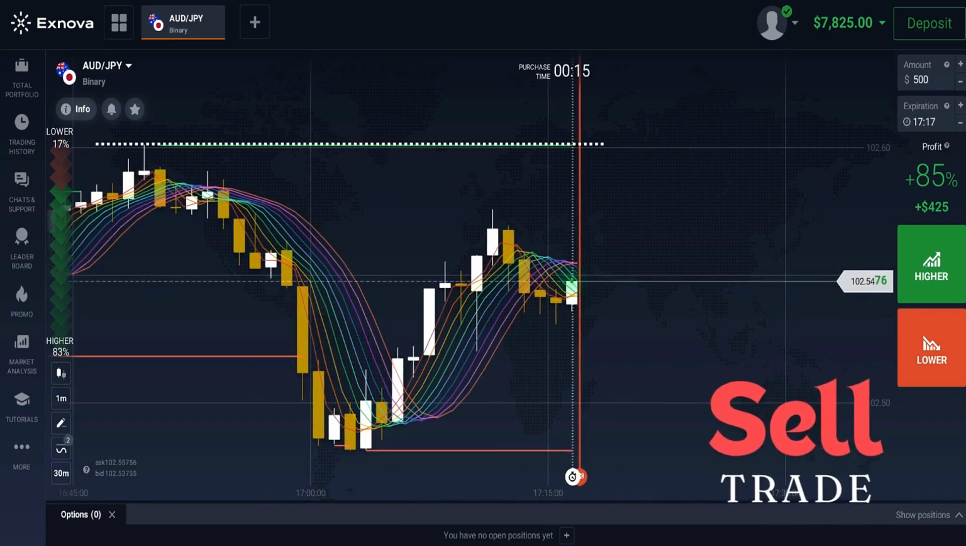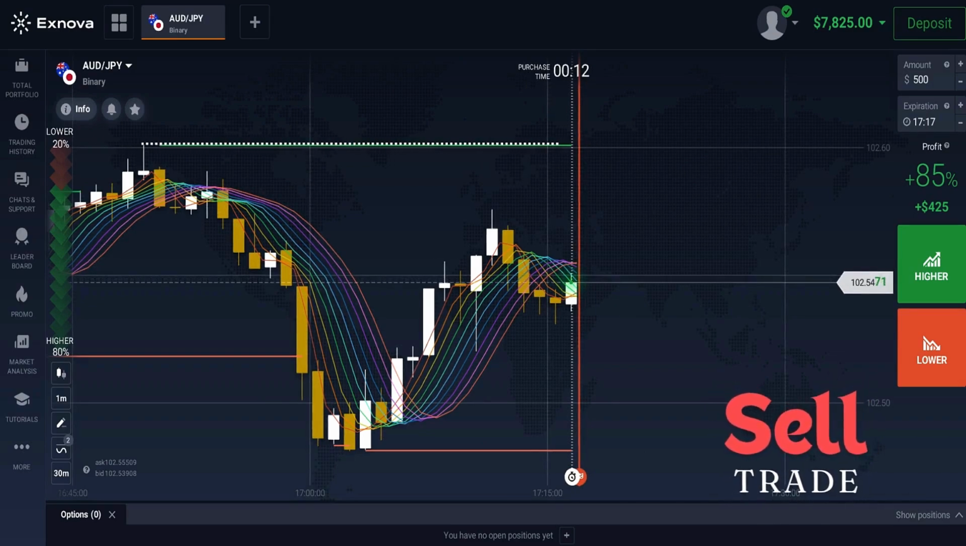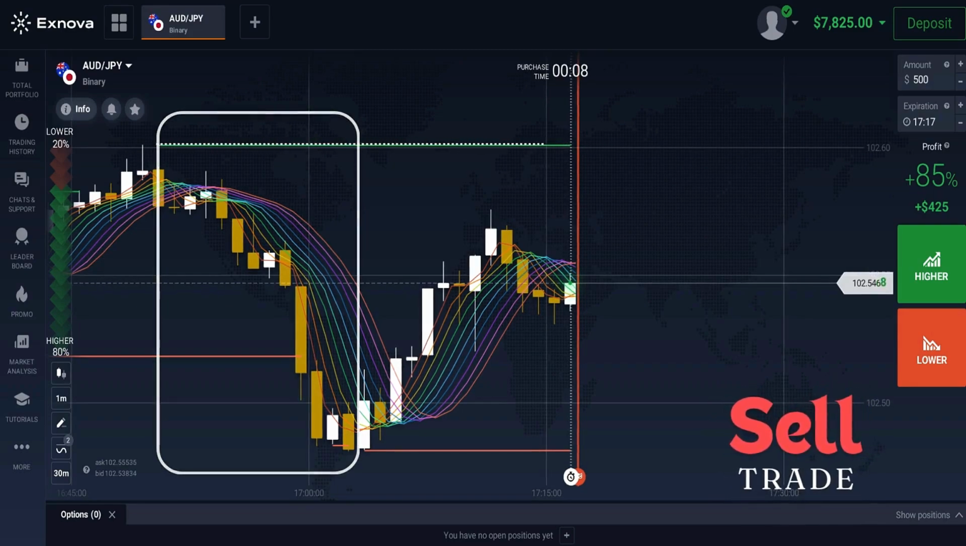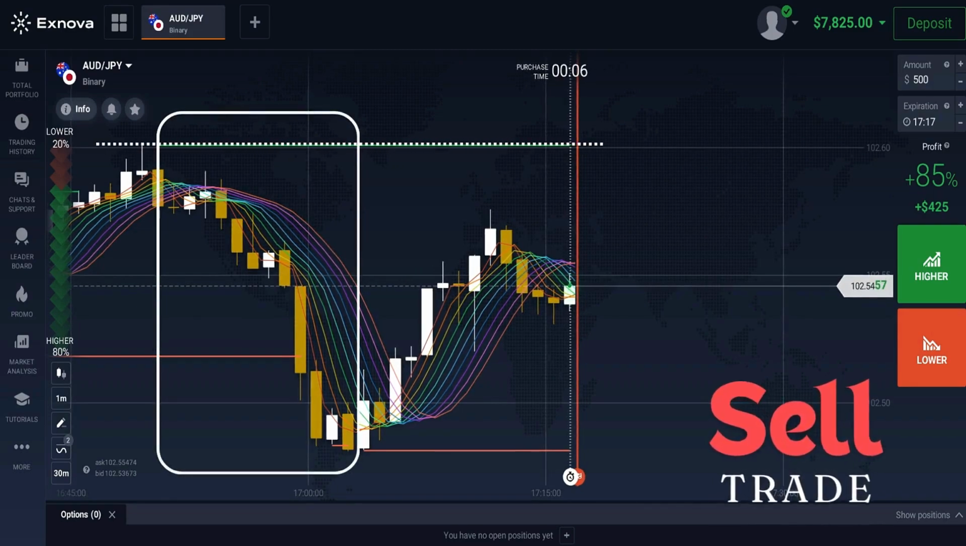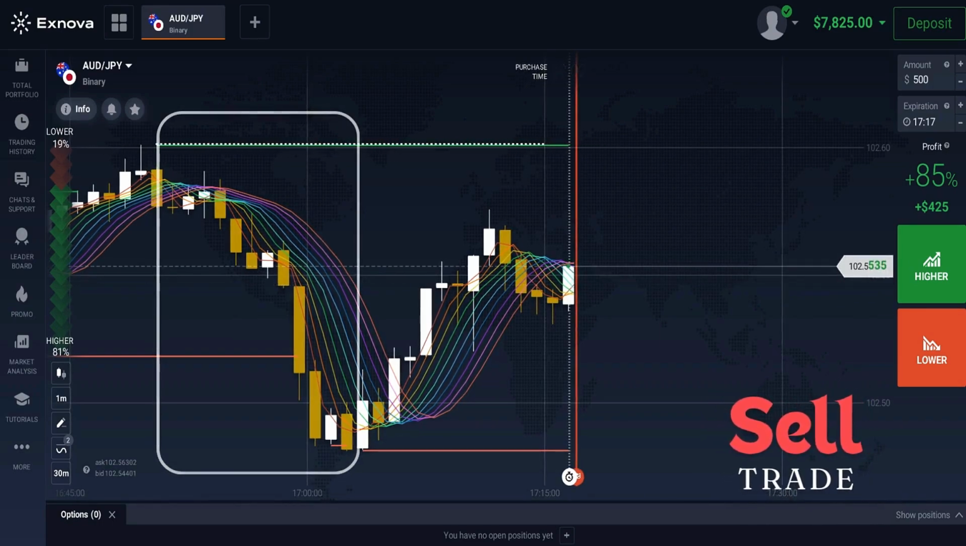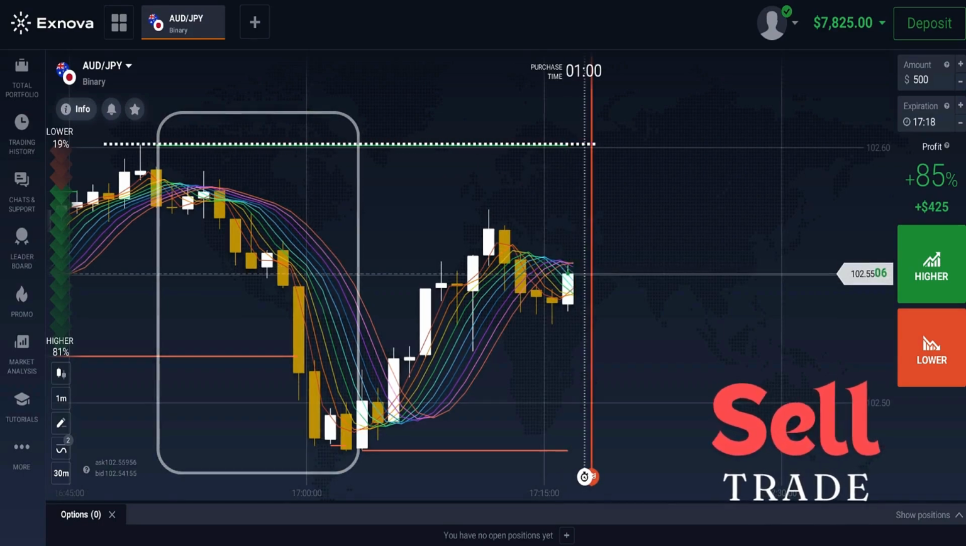Sell trade. When the price bounces off the resistance level, the lines of the rainbow moving average cross each other in a downward direction, and the candlestick is below the rainbow moving average lines. When these conditions are met, it's a strong signal to enter a sell trade.